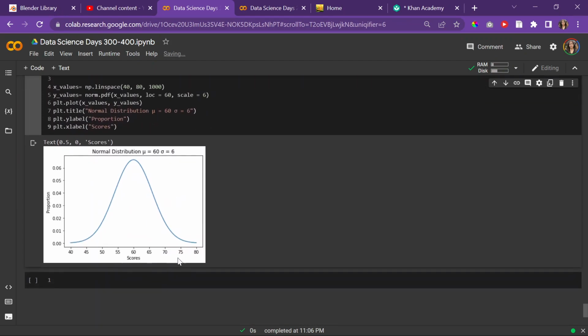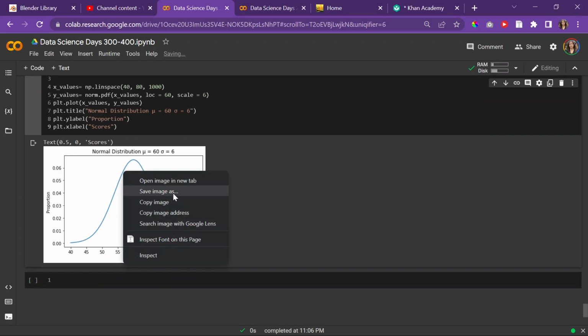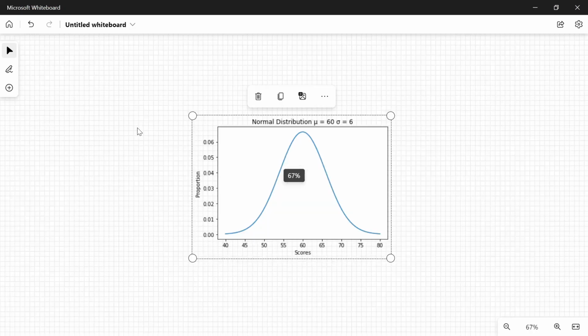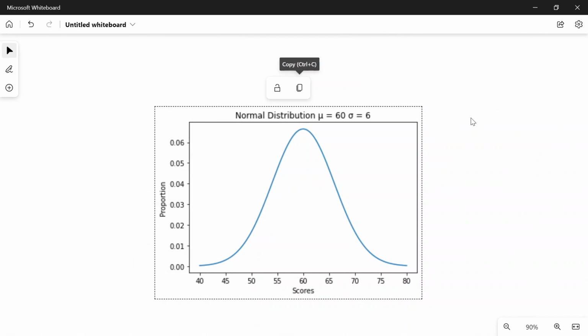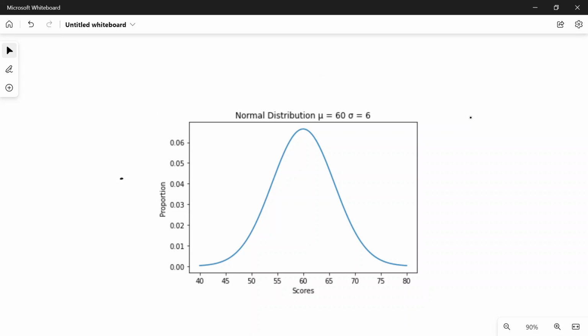Neta's score is 51. So at this point, I would just kind of copy the image and show it in my whiteboard here. So let me lock this. Basically, what I'm trying to find, Neta's score is 51, so it's right about here. This is Neta's score, and the question is asking what proportion of the scores are higher than hers.